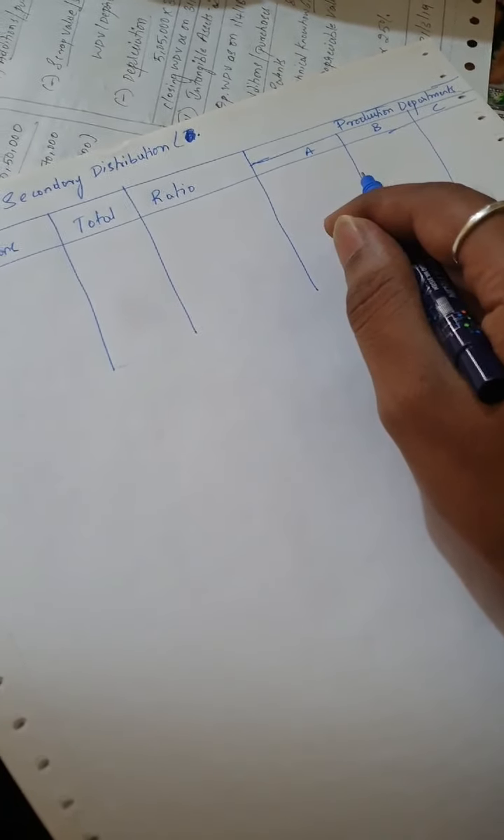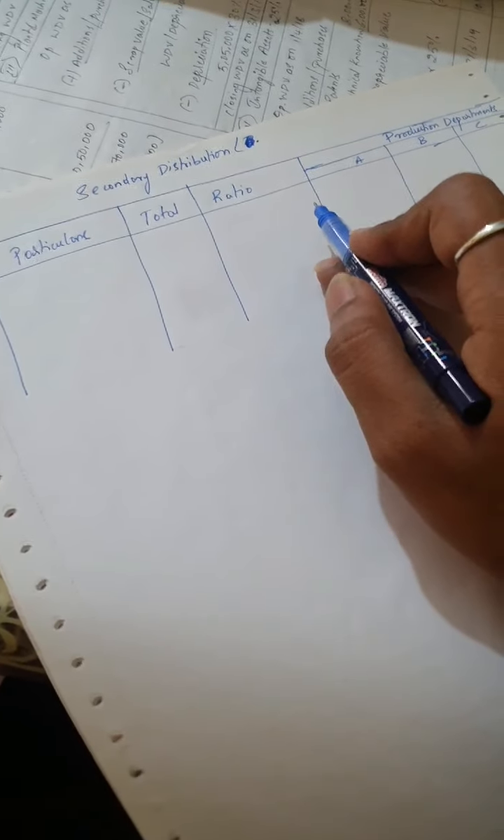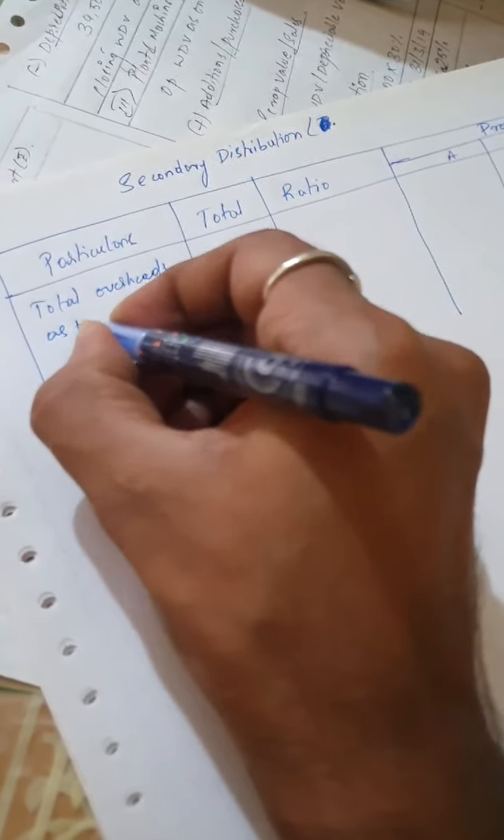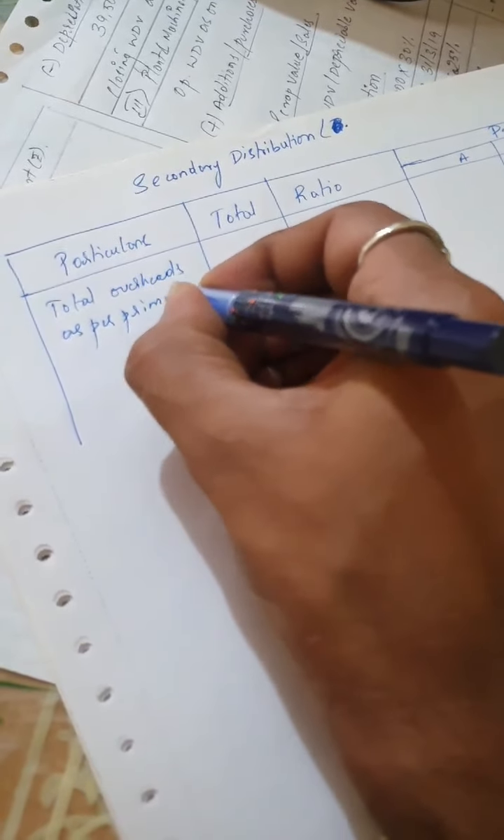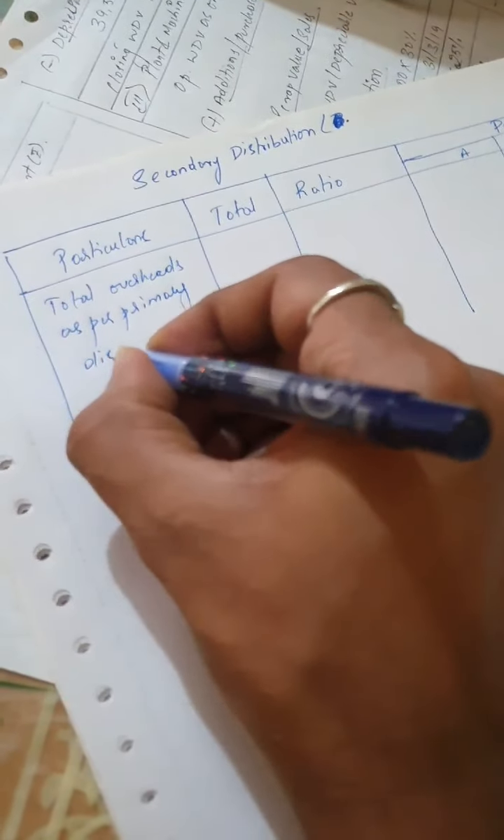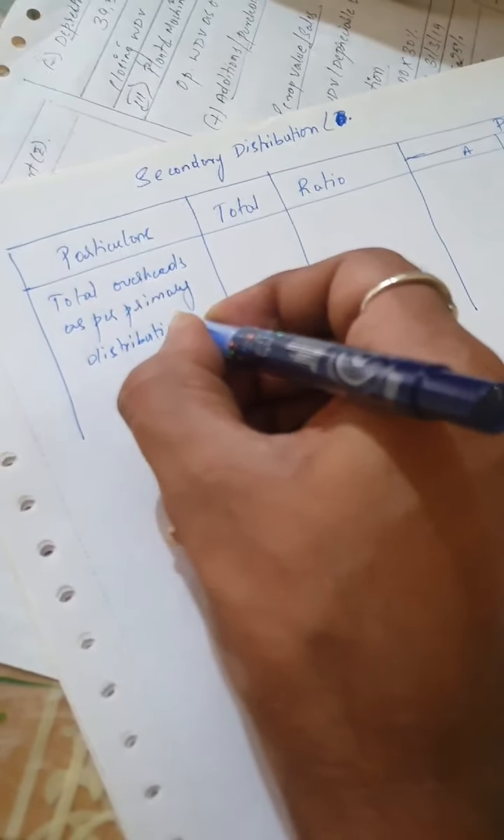We have to start secondary distribution, particulars, total, ratio column, and only production departments we have to mention in the simultaneous equation method. So for doing secondary distribution under simultaneous equation method, we have to only make columns of production departments A, B and C. Now we have to start with total overheads as per primary distribution. So how much is total overheads as per primary distribution?